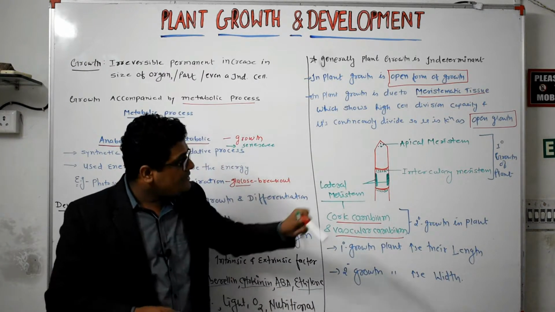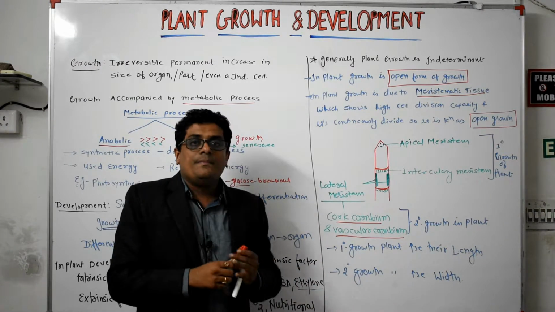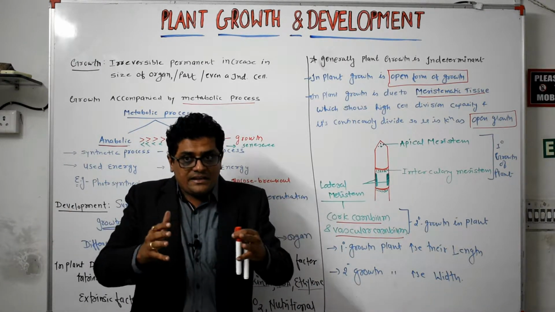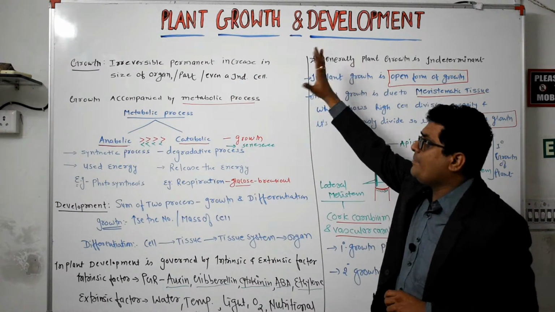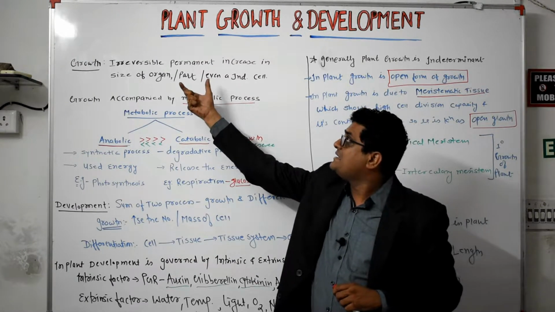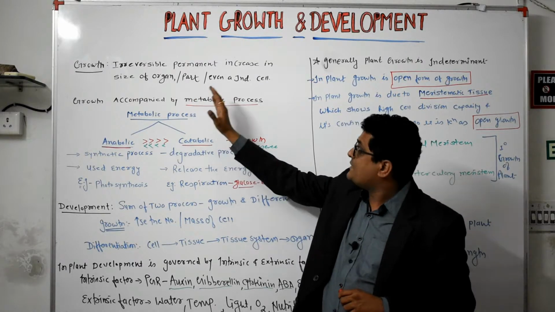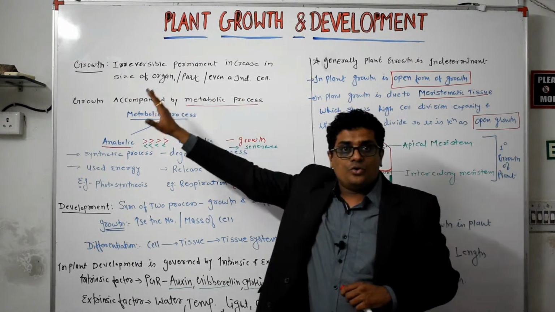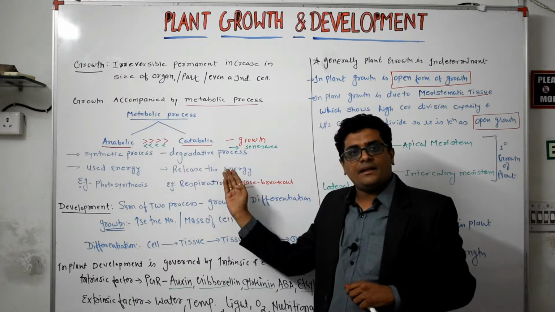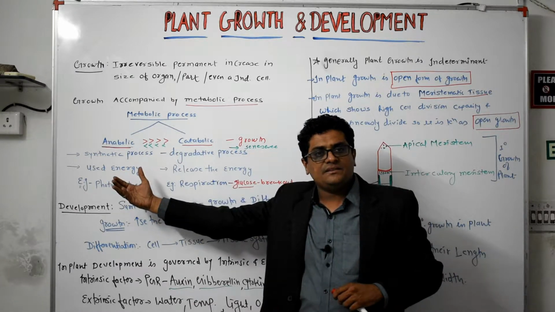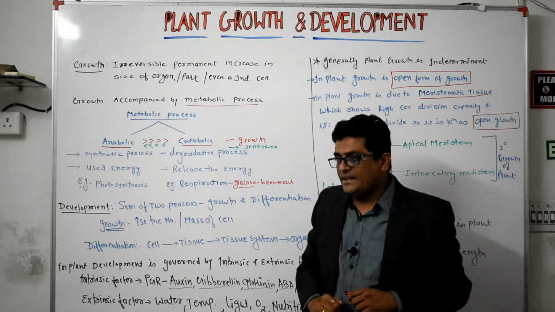Always, during primary growth the plant shows lengthwise growth, and during secondary growth the plant shows an increase in girth or width. Okay, so in plant growth and development, first, growth is the irreversible permanent increase in the size of an organ, part of the plant, as well as the individual cell. Growth is accompanied by metabolic processes, which include anabolic and catabolic. Whenever the anabolic process increases, growth will occur. Whenever the catabolic process increases, it will be senescence or death.